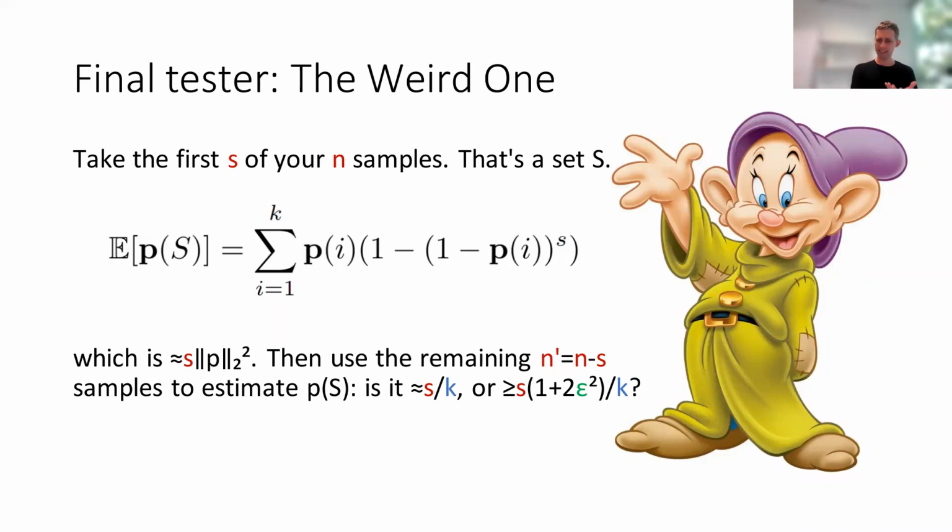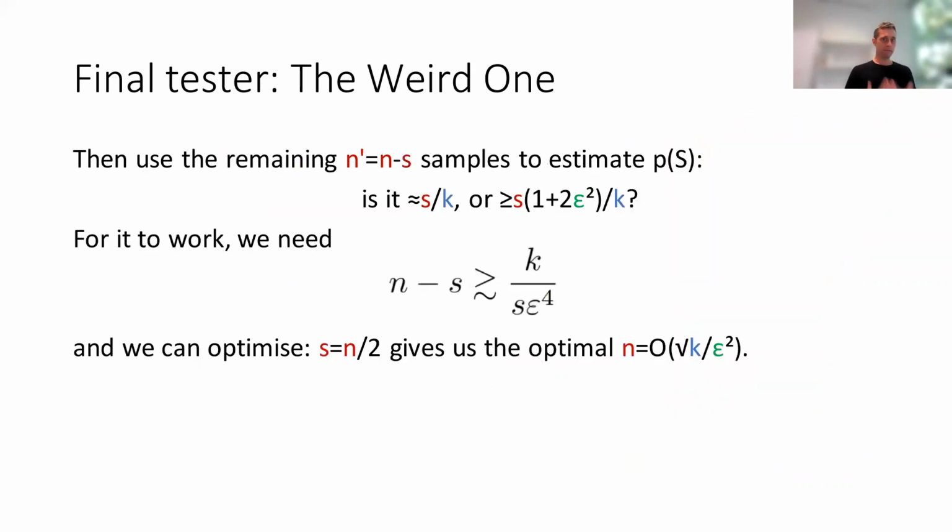So I'm saying it's weird because we're doing something that is adaptive, right? I have to wait to see the first S samples in order to be able to process the remaining ones. There's no particular reason for which I would like to do that. It seems like I'm tying my hands in my back. But somehow that will work.